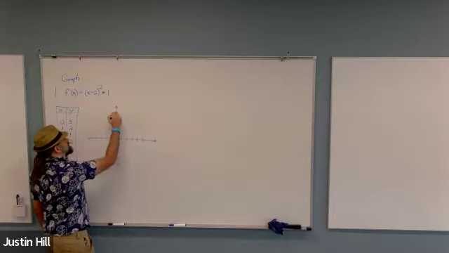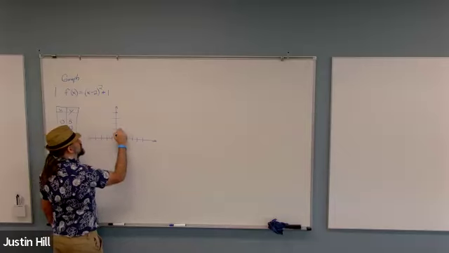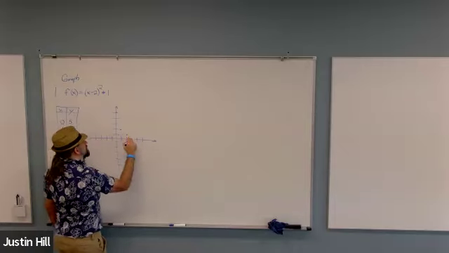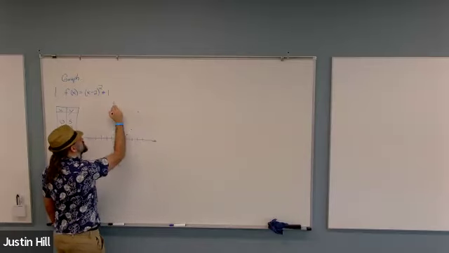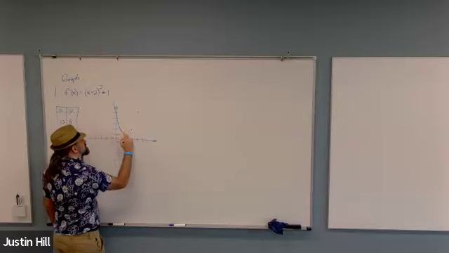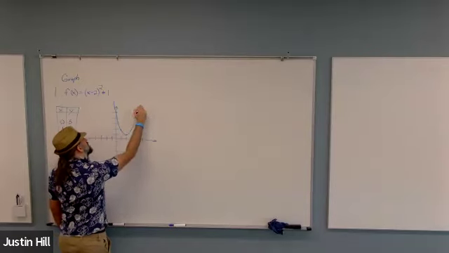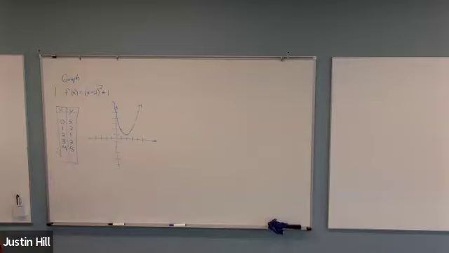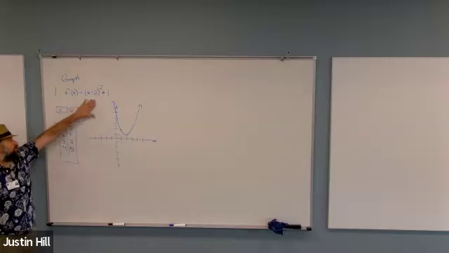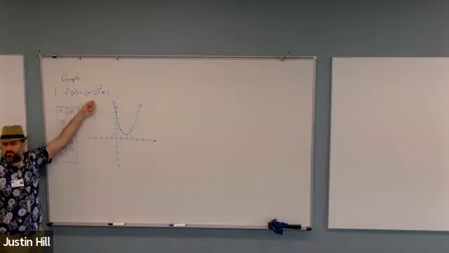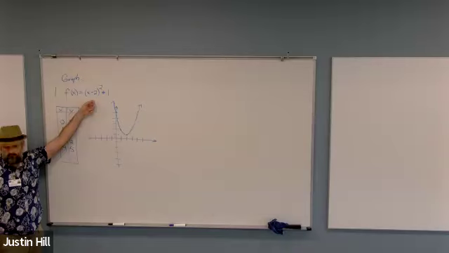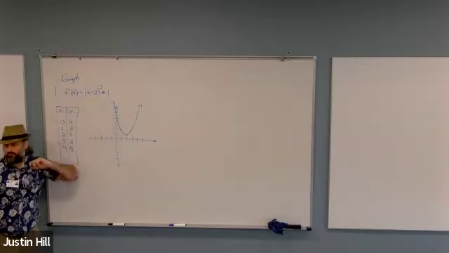So 0, 5, 1, 2, 2, 1. We get a nice little parabola that looks like this, and hopefully the transformation that's expected. So even before you started graphing, looking at the equation, what were the transformations? What did you notice? Right, and another one. Perfect.